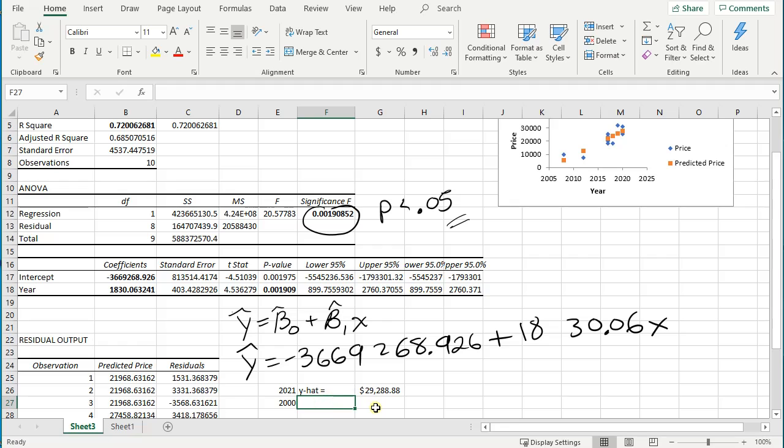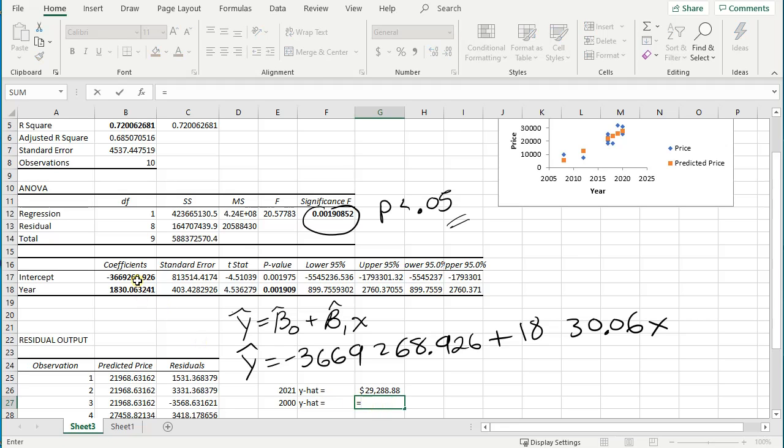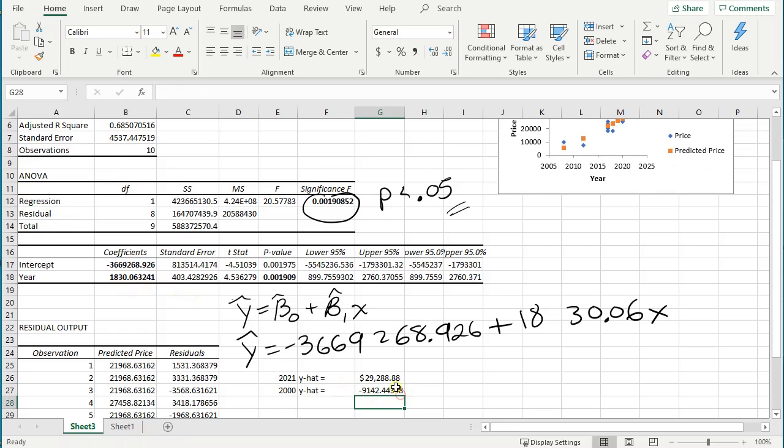What about if I wanted to predict what it costs in 2000? So y hat in 2000 equals the intercept plus the coefficient times 2000. And we see here this is a negative number. Now, can cars cost a negative amount? Well, I guess someone can give you money for taking that car off their hands, because a 2000 car is quite old, right?